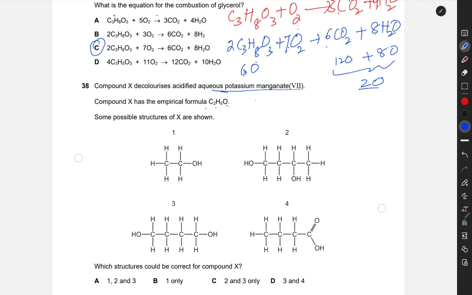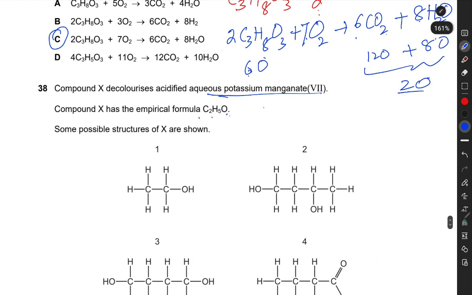Compound X decolorizes acidified aqueous potassium manganate. Acidified aqueous potassium manganate is an oxidizing agent, and we know that alcohol always acts as a reducing agent against potassium manganate. So potassium manganate is decolorized by the alcohol.